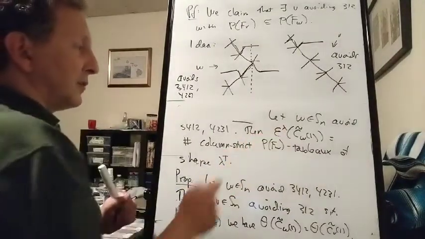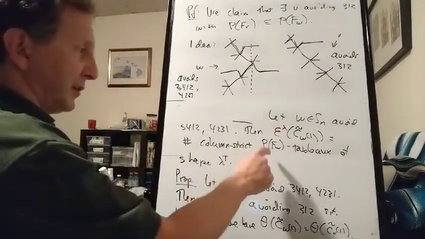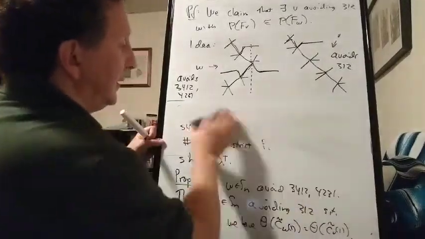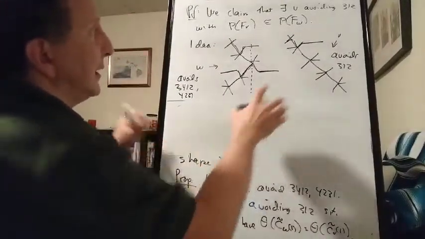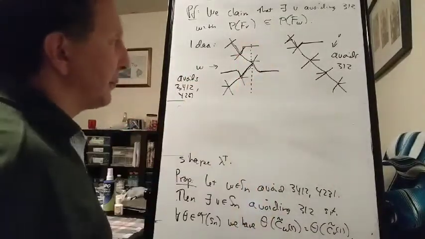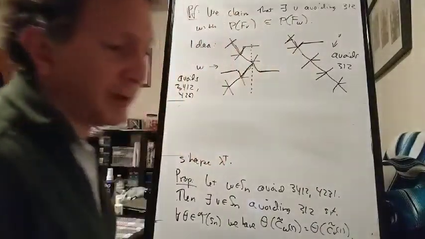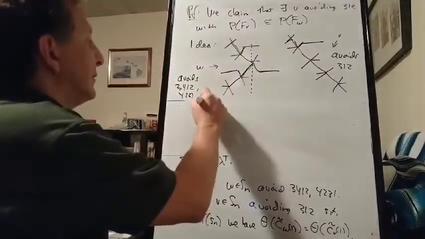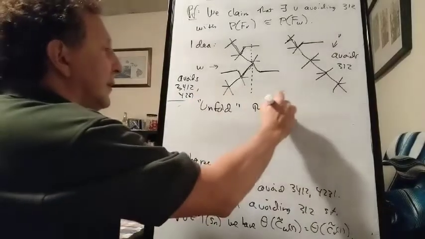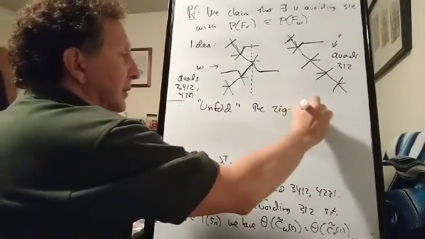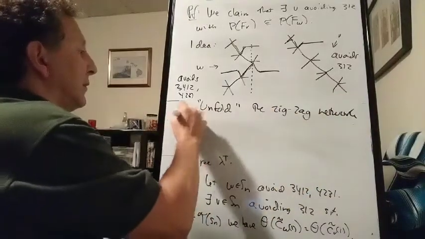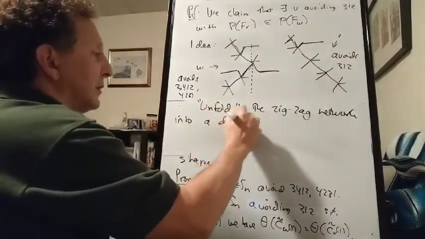Now, since this trace evaluation just depends on the poset, and these two permutations correspond to the same poset, then we get our result. So we unfold the zigzag network into a descending star network.